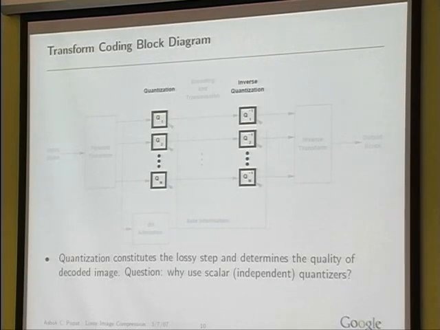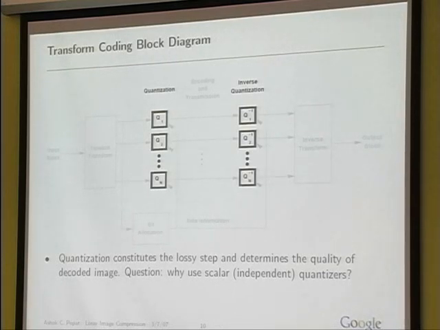Now, the actual lossy step in this whole thing is the quantization. That's where we take a real number, a floating point number that comes out of the transform, and convert it to a discrete value so that it can have an index. So if we didn't have the quantization, we'd have a perfect lossless process, but then we wouldn't have a digitization at all. It would still be floating point.